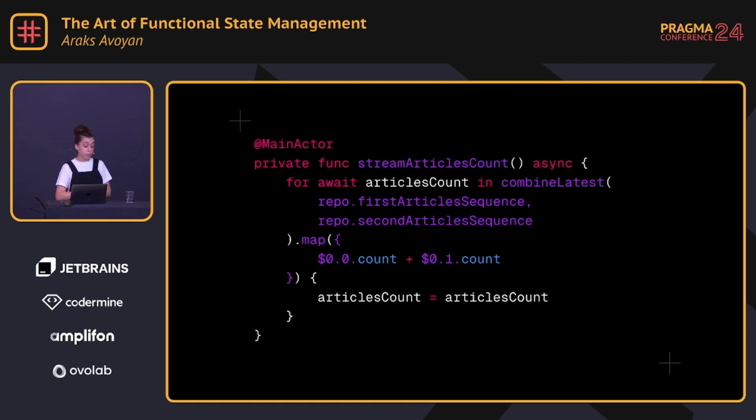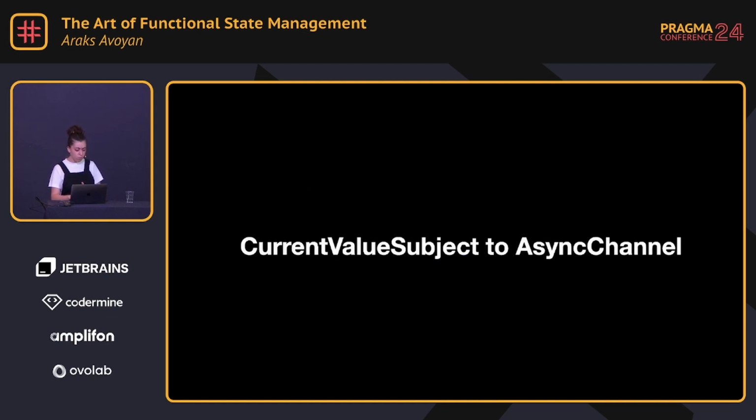And the for await syntax serves as a suspension point between each iteration of the stream. The waiting itself is happening off the main thread. Another key change in migration will be if you are using Combine, that you are definitely using CurrentValueSubject. And when migrating, we will need to move it to the AsyncChannel class.